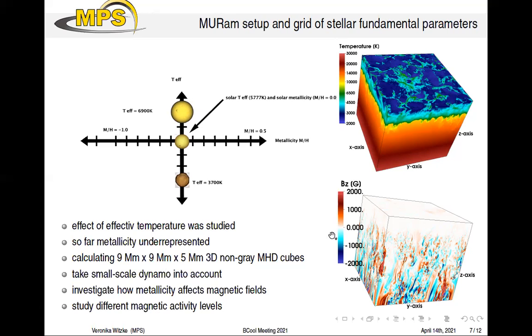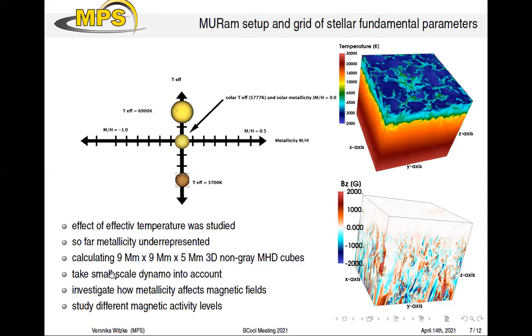This is just to illustrate how our cubes look. We have Cartesian boxes of the upper convection zone and the photosphere. These are vertical magnetic fields. In my study, I'm focusing on calculations with cubes of 9 × 9 megameters in the horizontal and 5 megameters deep. They have roughly the same number of pressure scale heights, because metallicity does not have such a huge effect as, for example, the effective temperature.